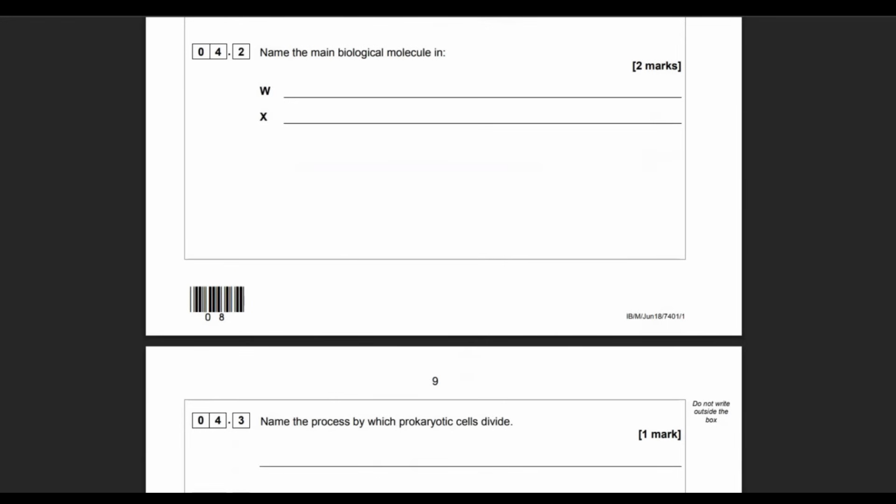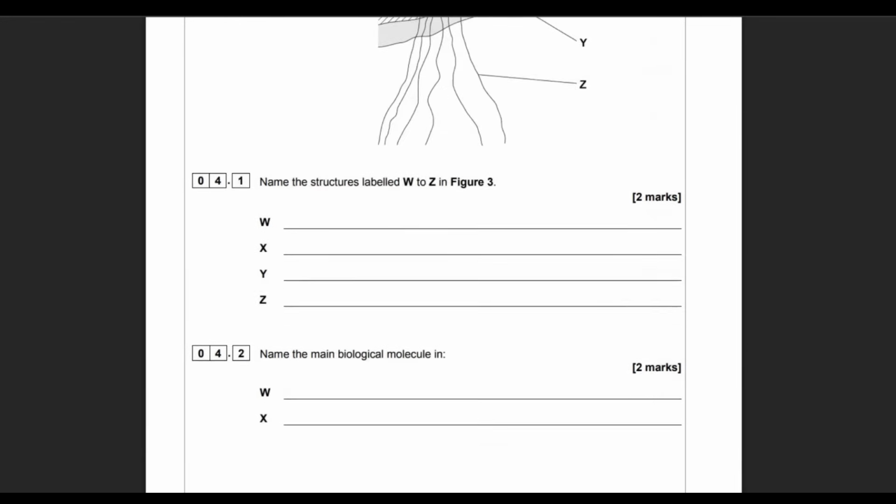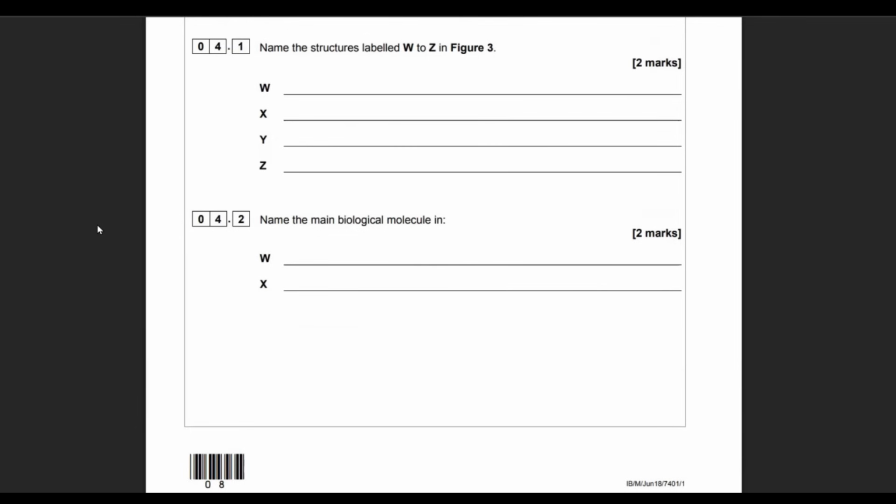Oh, I kind of already did that. I already did that for the main biological molecule in a cell membrane. You know what that is, guys. That's a phospholipid. And I already did the second one. Got a bit excited. You could just put cell wall for X.